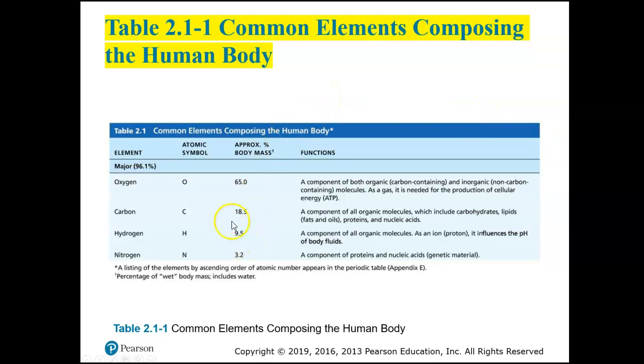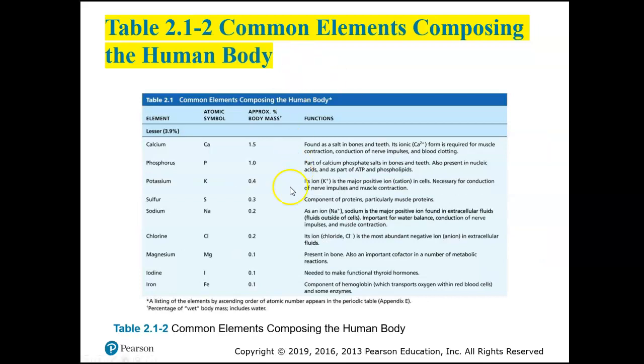So this table shows you the 4 elements that make up 96% of the body. Oxygen makes up 65%, carbon is 18.5, hydrogen is 9.5, nitrogen is 3.2. And it tells you where you find these, like for example, nitrogen is a component of proteins and nucleic acids like DNA. And then carbon, oxygen, and hydrogen are components of really all the chemicals that make up the body structure.